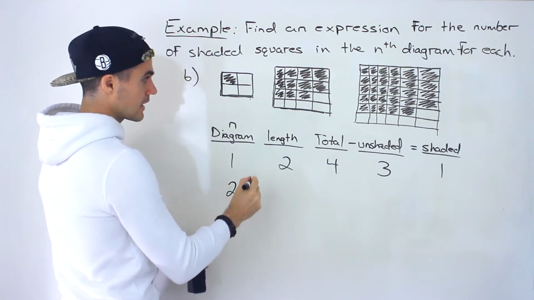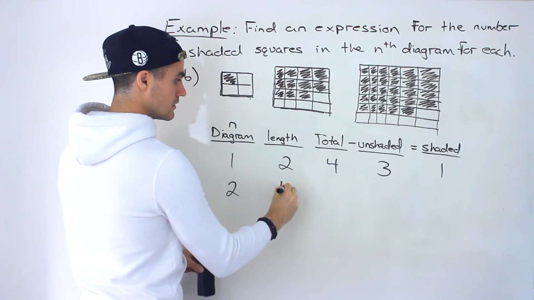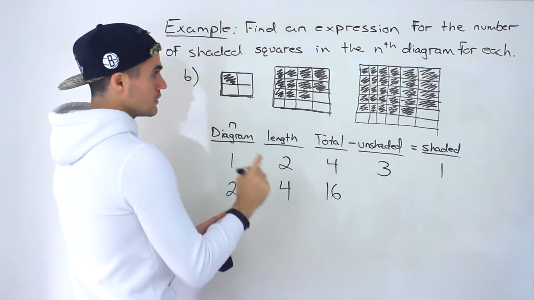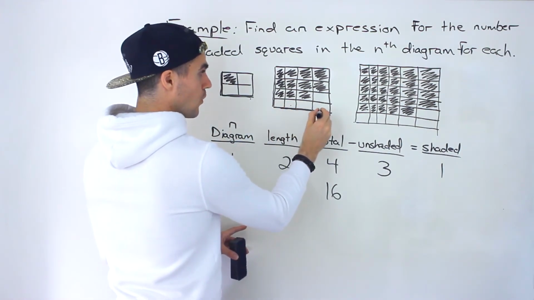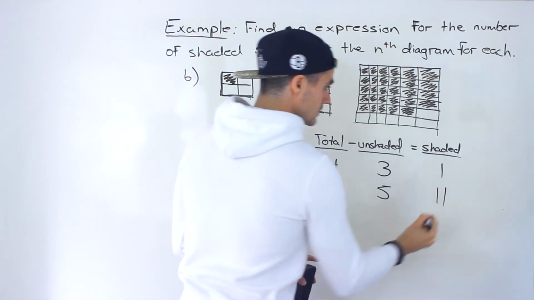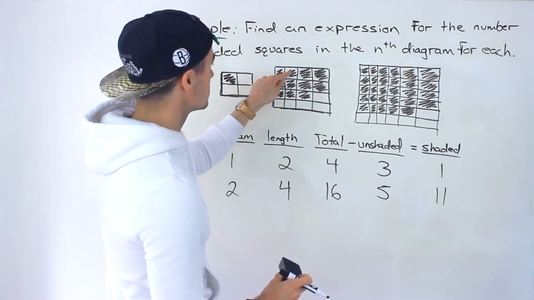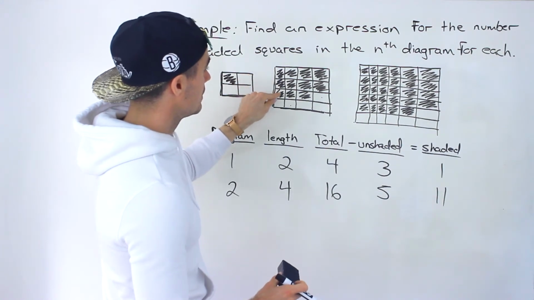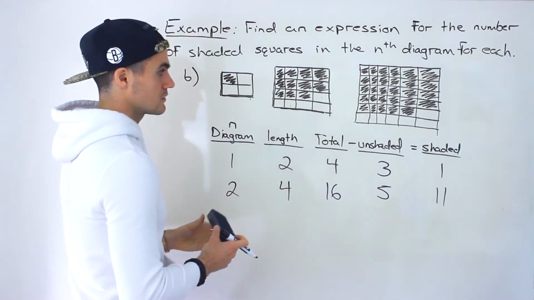What about for the second diagram? The length is 4 on each side. So the total is going to be the length squared, which is 16. The unshaded number of squares is going to be 1, 2, 3, 4, 5. And then 16 minus 5 would give us 11. We can confirm that 11 if we count 1, 2, 3, 4. There's 2 rows of that, so 8, 9, 10, 11. So it makes sense so far.